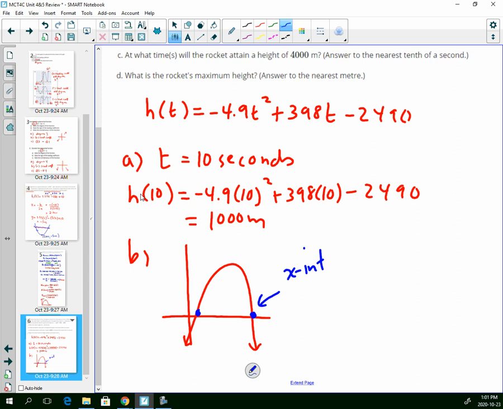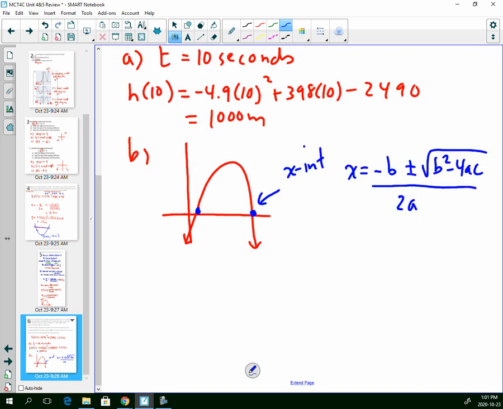So how do I find the x-intercepts? Well, I use the quadratic formula. If I can't factor, you would use the quadratic formula. All right, so it's just a matter of plugging these numbers into this equation, and we are going to get two answers.